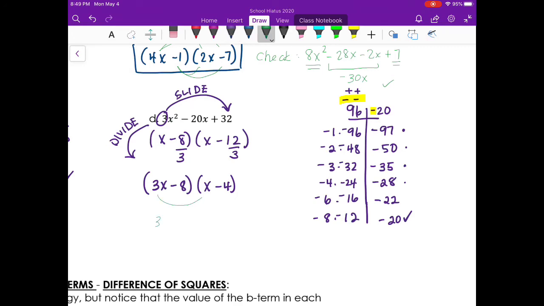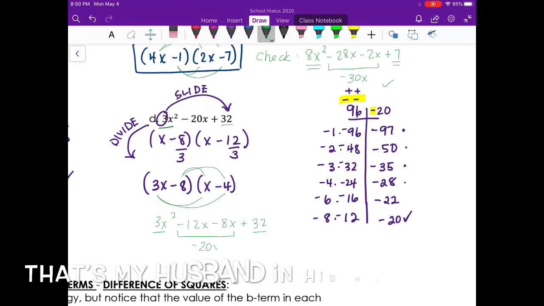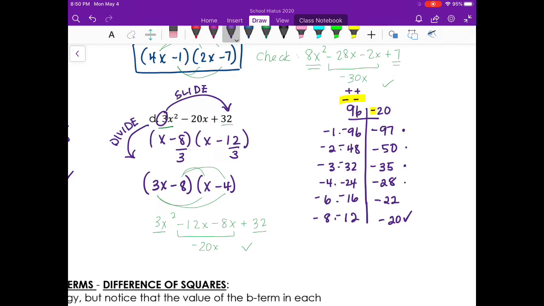3x times x is 3x squared. 3x times negative 4 is negative 12x. Negative 8 times x is negative 8x. And negative 8 times negative 4 is positive 32. So we got the 3x squared for this term, we got the 32 here, and when you add these two together, it gives you negative 20x, so it's correct. So our answer, our two factors are 3x minus 8 and x minus 4.